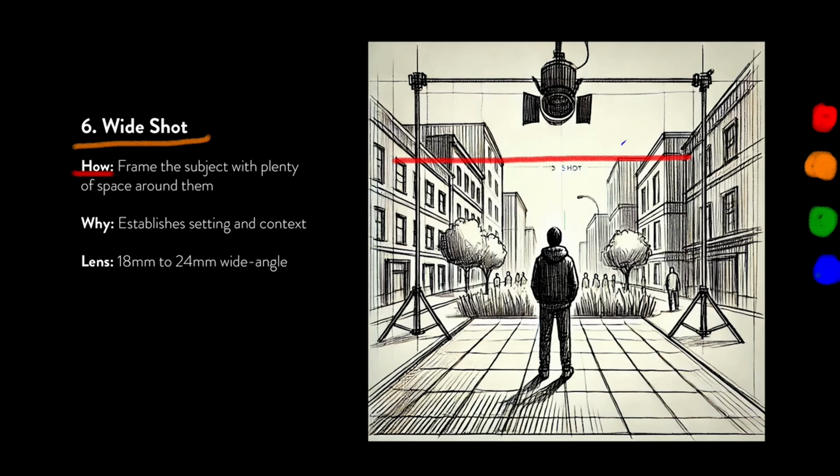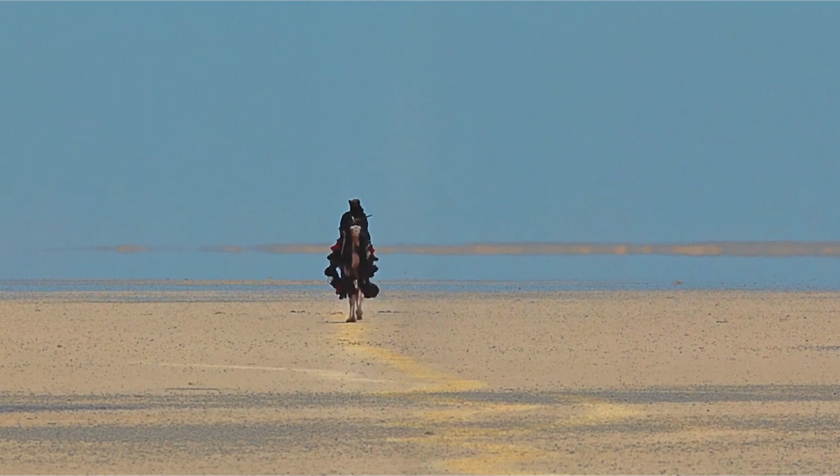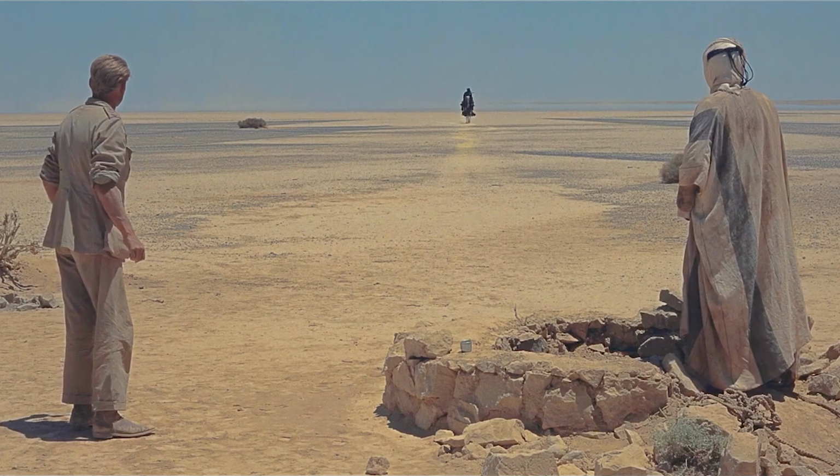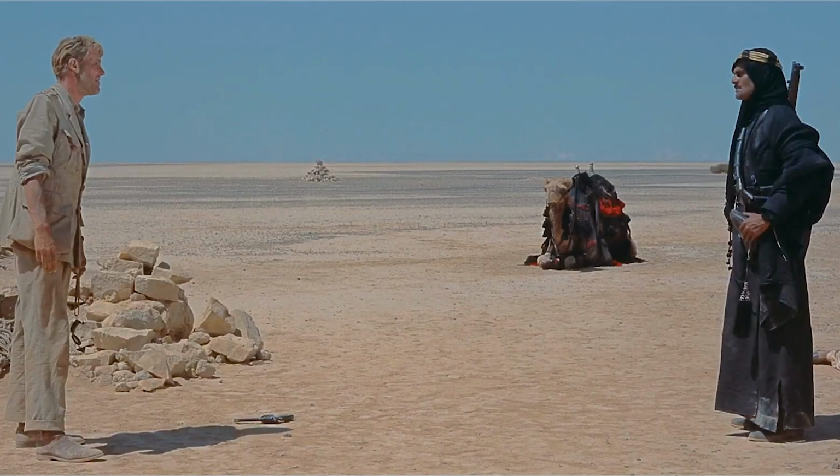Number 6, wide shot. Frame the subject with plenty of space around them. This establishes the setting and context of where am I? A nice wide angle lens, 18 to 24mm, works best. You could even go wider. The desert scenes in Lawrence of Arabia show the vast barren landscape, emphasizing the smallness of Lawrence.